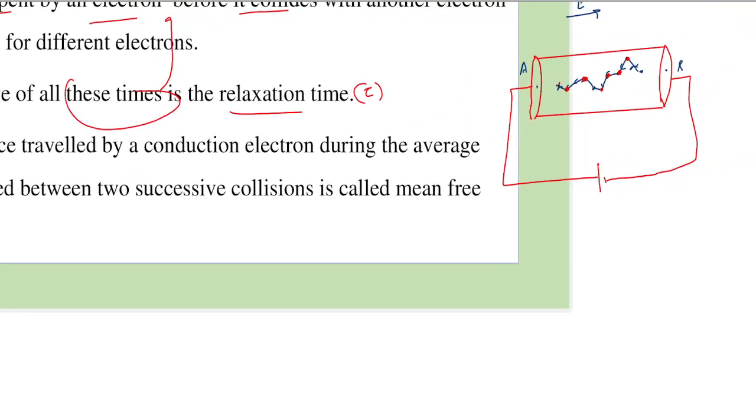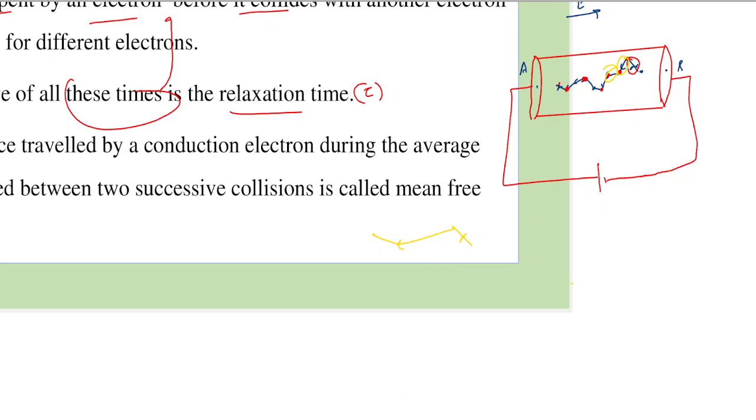Similarly, before colliding with the next atom or molecule, an electron will travel some distance. It travels this distance here, or this distance, or this distance. These distances will not be the same for an electron. Sometimes it will travel more distance, sometimes less distance, sometimes still more, sometimes less. Even for one electron itself, the distance between two successive collisions will not be the same. If we look at all the electrons, the distance between two successive collisions will not be the same.